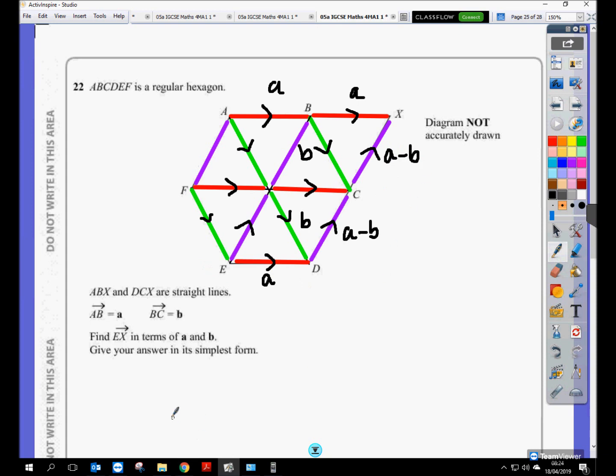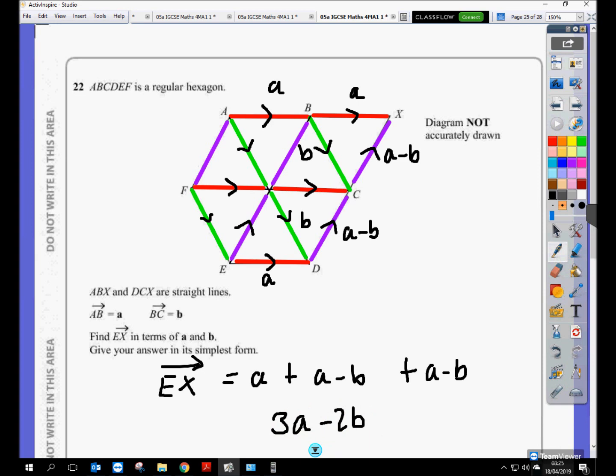And now it should be quite straightforward how to get from E to X. So vector EX is A plus A minus B plus A minus B, which is 3A minus 2B.